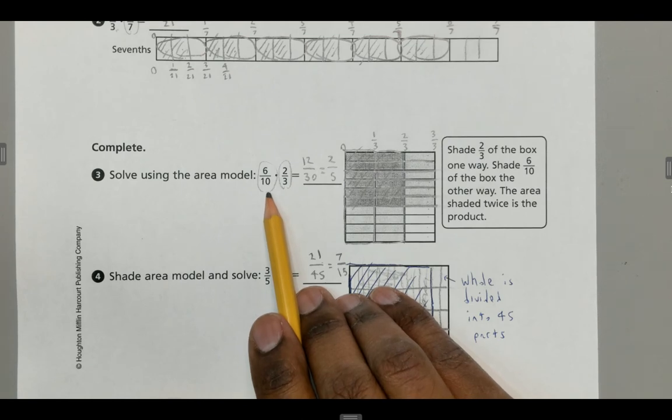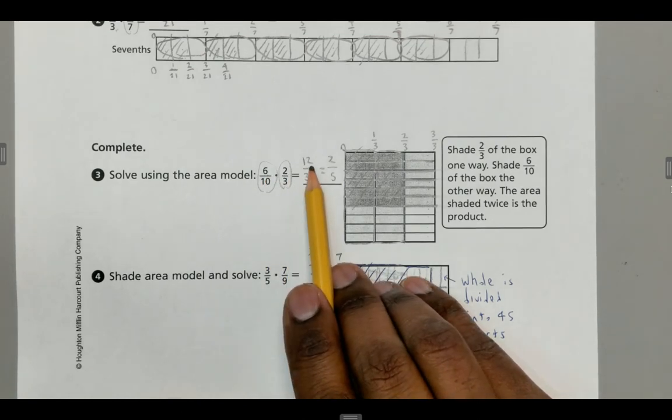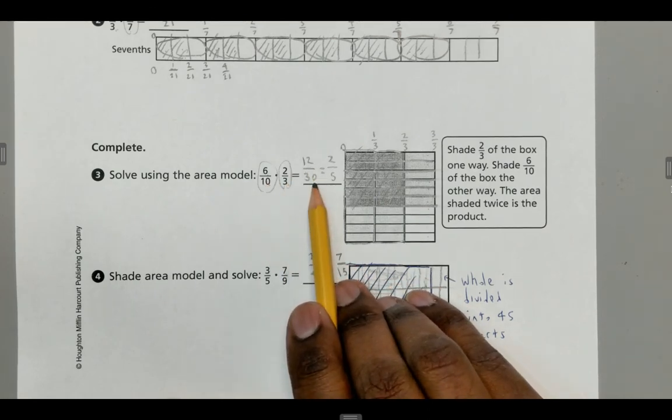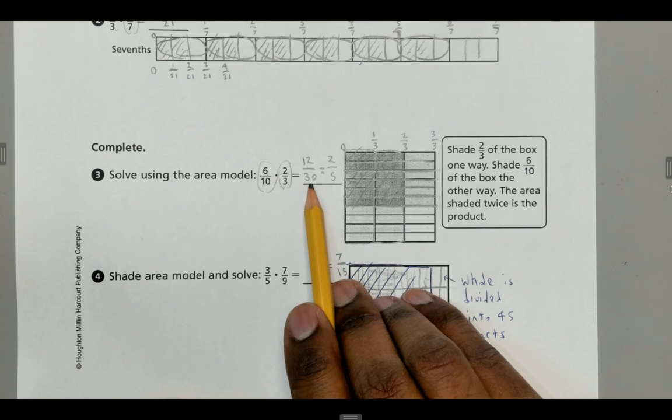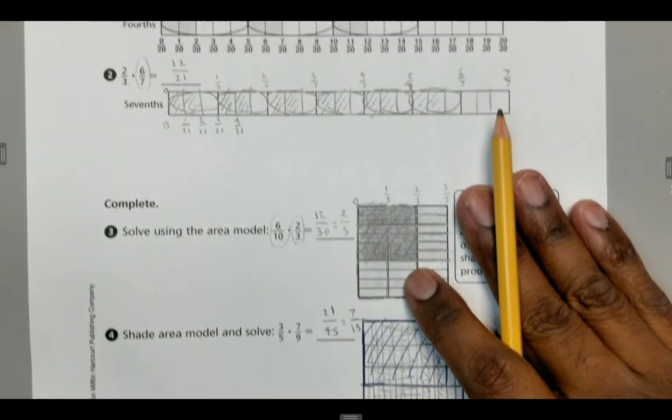Up here, 6/10 times 2/3, multiply the numerators together. 6 times 2 is 12. Multiply the denominators. 10 times 3 is 30. Ask yourself, is this answer in simplest form? It is not. I can divide the top and bottom by 6 to get a final answer of 2/5.